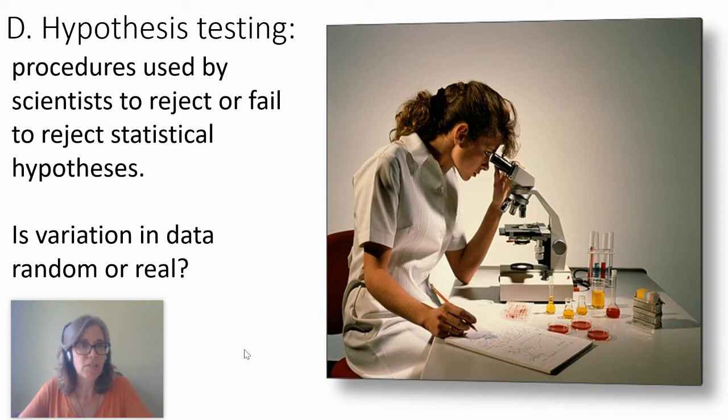So hypothesis testing is procedures used by scientists to either reject or fail to reject a statistical hypothesis. We'll define what I mean by a statistical hypothesis on the next page, but when you do experiments, you're going to get some variation. Is that variation within a range where you would still think that what you're expecting is correct, or maybe your variation is so big that what you were originally thinking is actually not true?